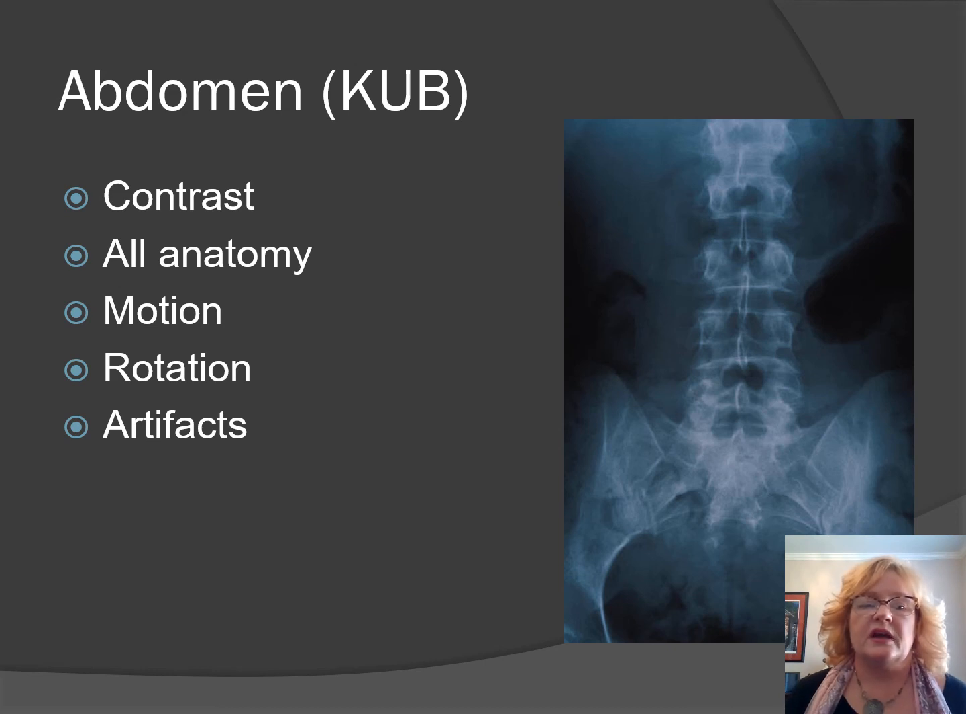When we're looking at these images, it's going to be a little bit different. Abdomens are going to be more difficult to penetrate with X-rays because we're looking at dense tissue, whereas the lungs were filled with air, which is easy to penetrate with X-rays. The abdomen is lots of soft tissue, bones, muscle, lots of other things, and it's going to require more radiation to penetrate an abdomen image.